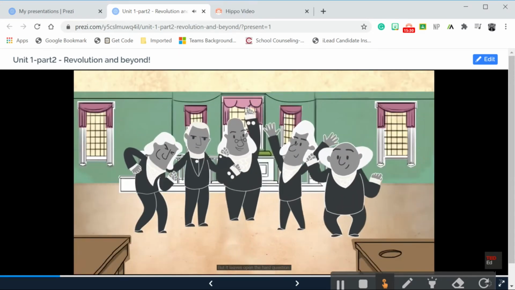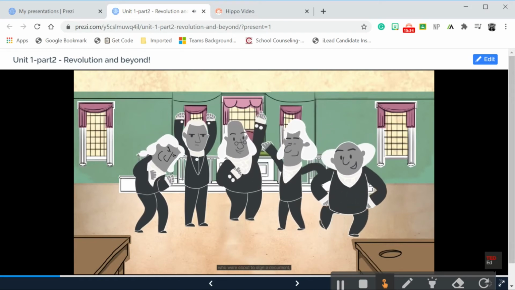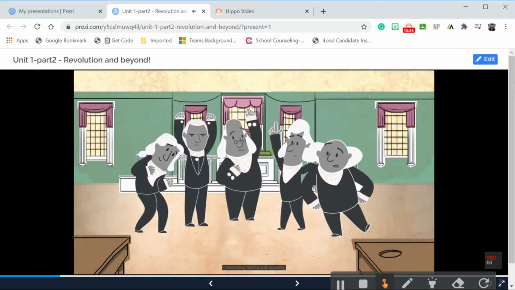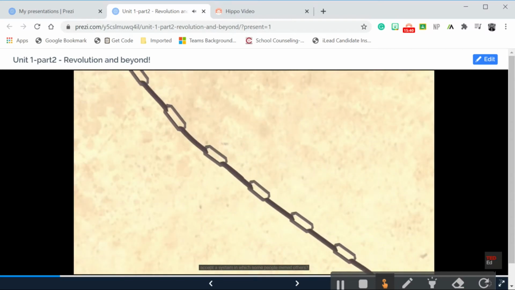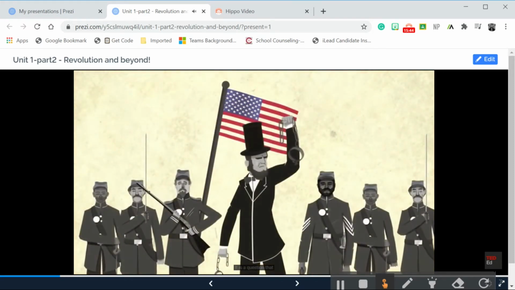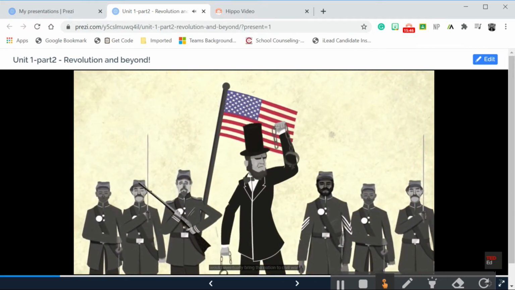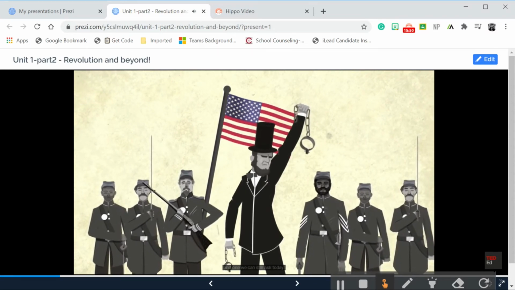But it opened the hard question: how could the men who were about to sign a document celebrating liberty and equality set up a system in which some owned others? It is a question that will eventually bring the nation to civil war and one we can still ask today.